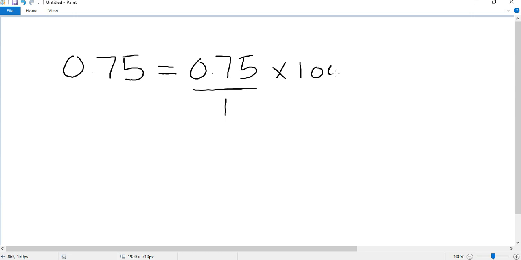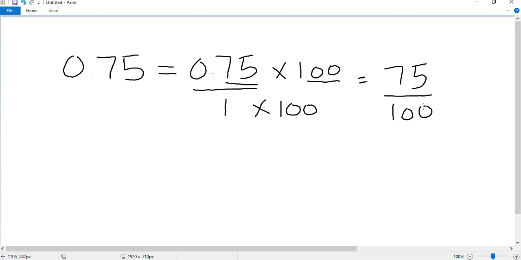Because we need two zeros here, right? Because there are two numbers after the decimal point, 7 and 5. So we'll do the same to the denominator. So this becomes 75 over 100 because 0.75 multiplied by 100 gives us 75 and 1 multiplied by 100 gives us 100. Now can we simplify this fraction?